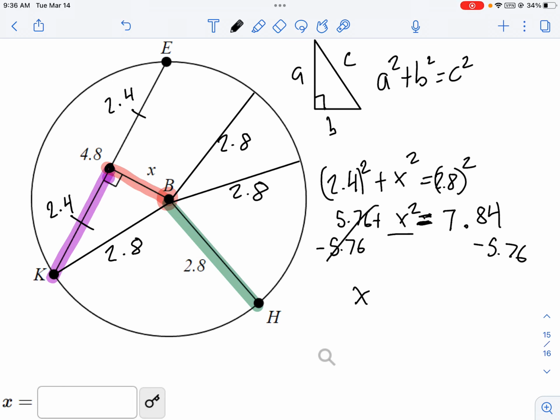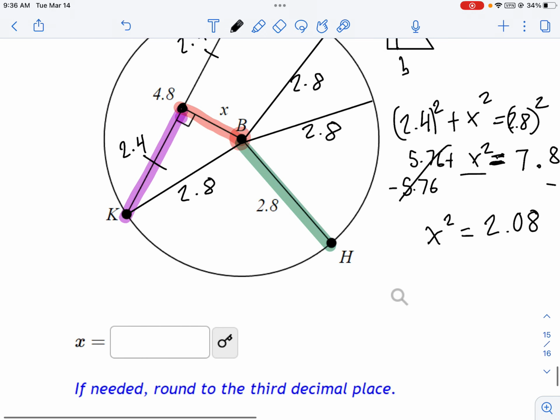Okay, so those are gone, and you're left with x squared equals 7.84 minus 5.76. And when we do that, we end up with the illustrious, my absolute favorite number. Just kidding, it's not. 5 is my favorite number, but 2.08 is just as good. So we have x squared equals 2.08. Now, at this point, you're almost done. Your goal is to solve for x, not x squared. So how do we undo a square? Square root. And we end up with x equals plus or minus the square root of 2.08.